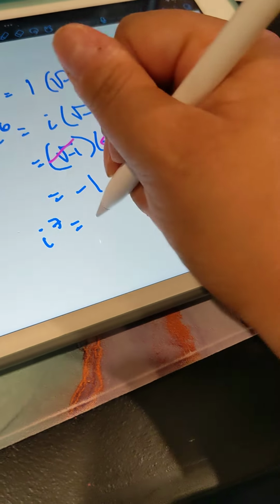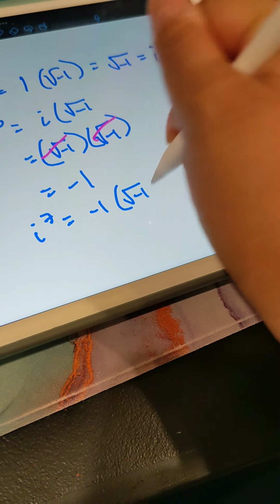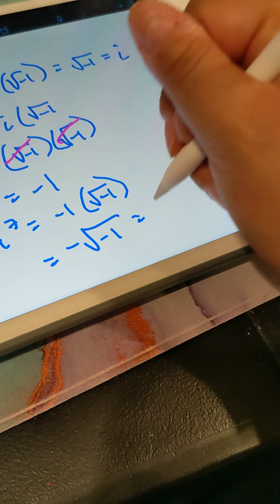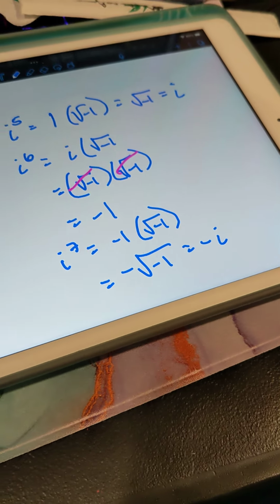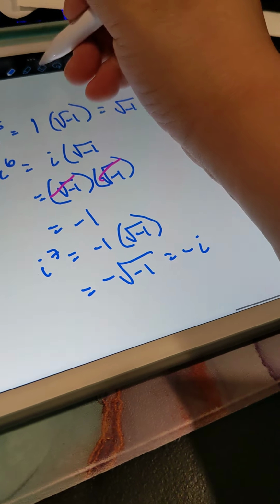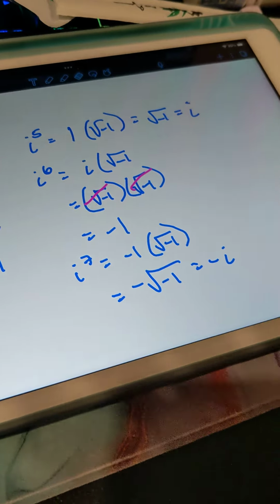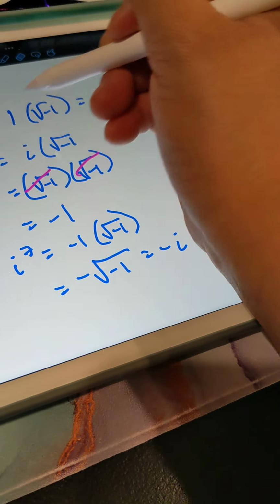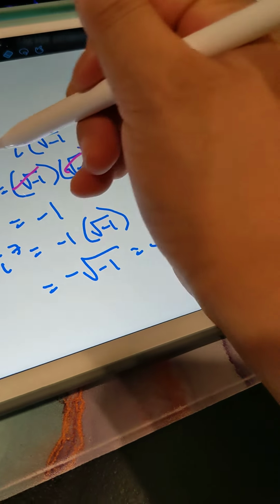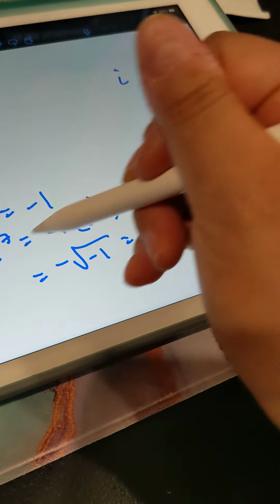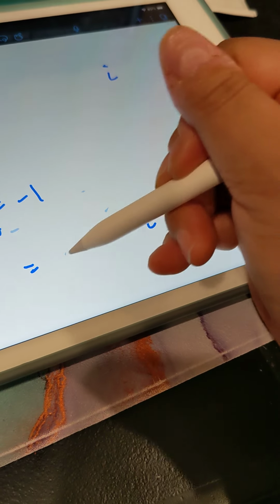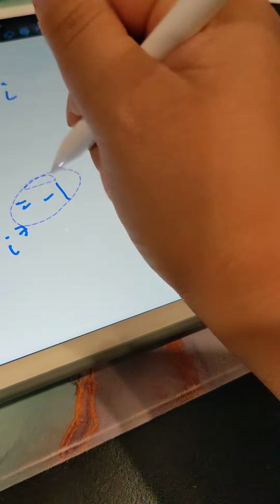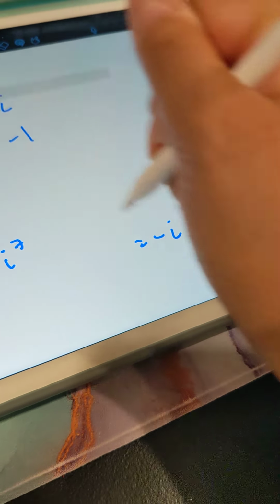i to the seventh is -1 times the square root of -1, or negative root of -1, or -i. So I'm going to clean this up a little bit. We've seen what i to the fifth, sixth, and seventh are. I'm going to clean this up just because it's going to look nicer, and you'll see why I do this. At least I hope you do.